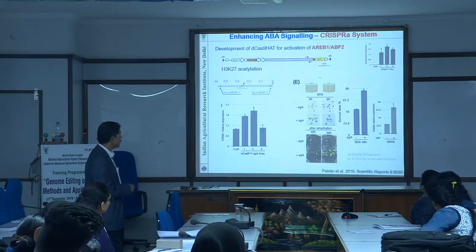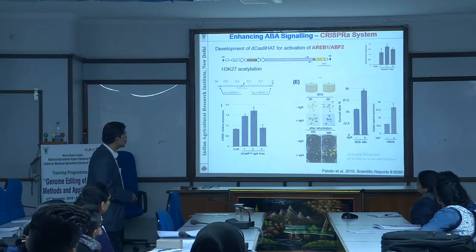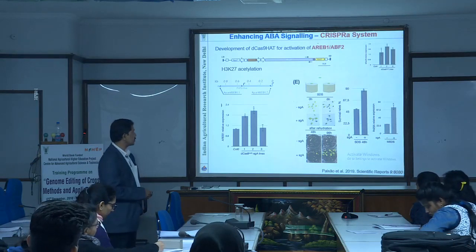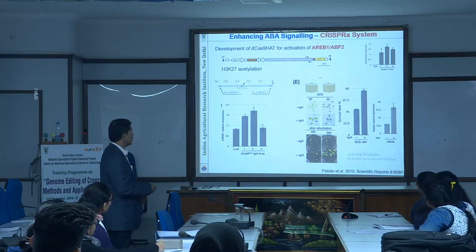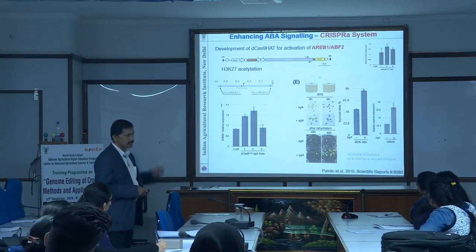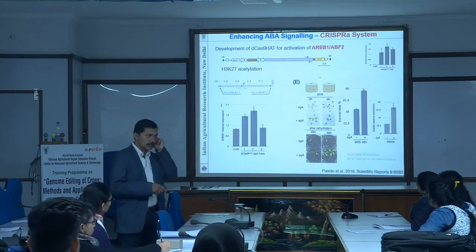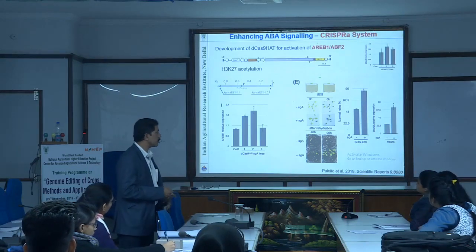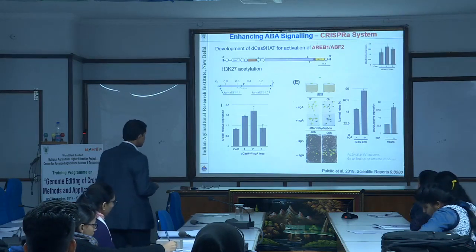So this is an example just to show that this is an approach where you can modify the histone acetylation to enhance the stress tolerance. However, this will be considered a transgenic approach only, because this transgene should always be there in the plant to keep activating the expression.